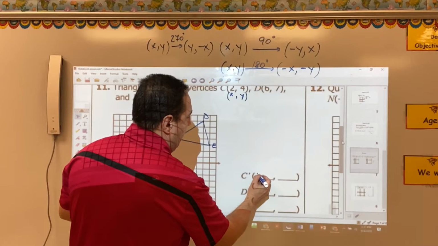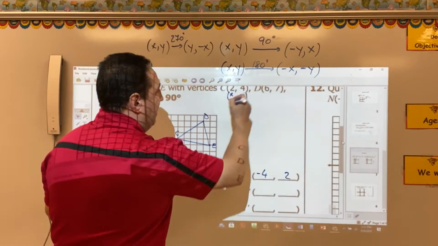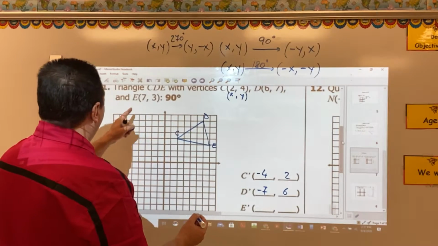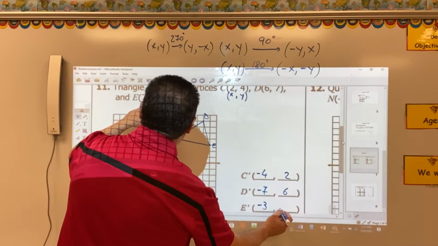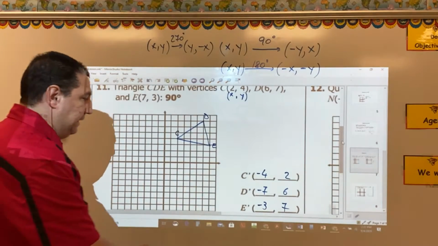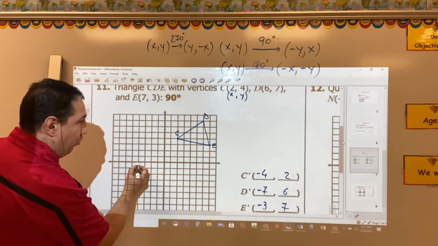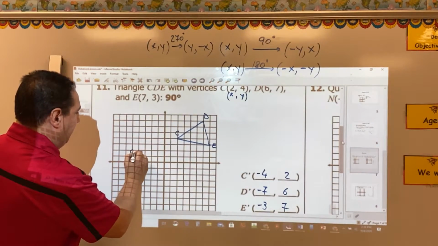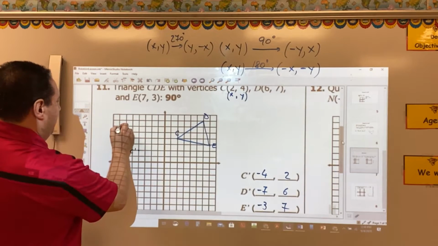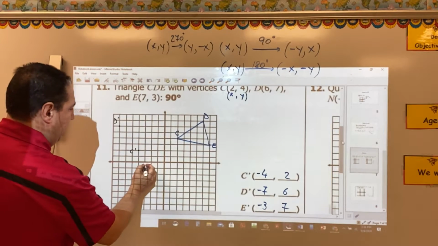So you're going to have minus 4 and 2. Then negative 7 and 6. And negative 3 and 7. Now we plot these points. So you're going to have minus 4 and 2 is C prime, negative 7 and 6 is D prime, and E prime is negative 3 and 7.